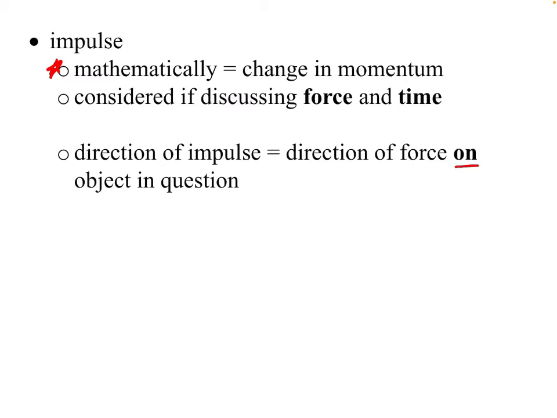Okay, the direction of impulse is equal to the direction of the force on the object in question. Which is not always the same direction as the speed, right, as the velocity. If you're slowing something down, then we know the force is actually in the opposite direction. If you're speeding something up, then the force is in the same direction. So our direction of impulse is not always the same as the direction of our change in momentum or of our momentum, initial or final. We're looking at the force, and that's how we get the direction of the impulse.